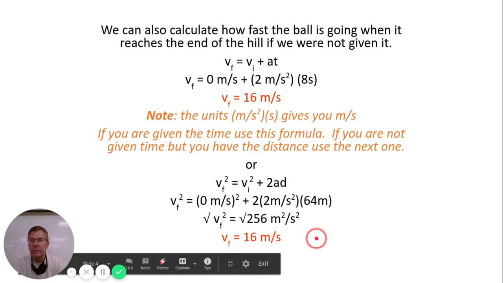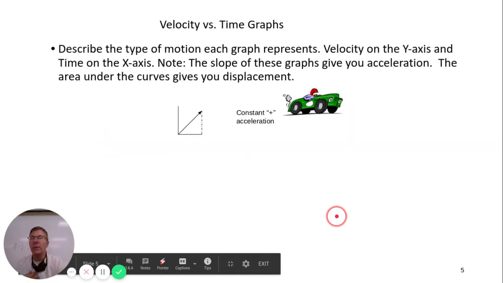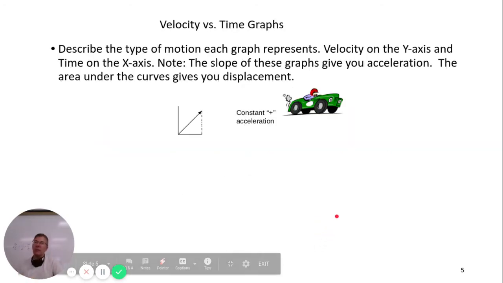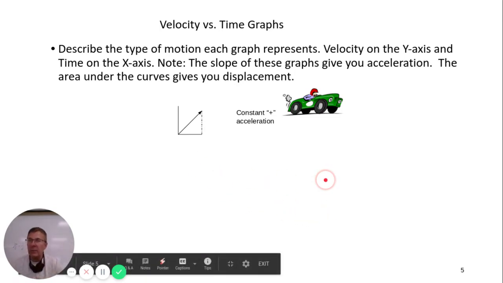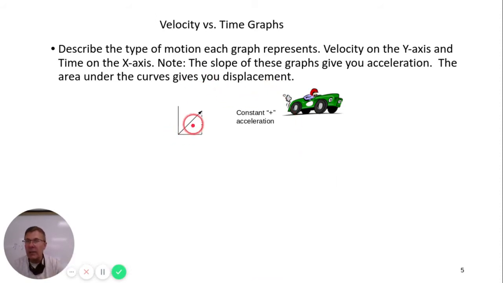So that's how you do that. All right, now we're going to talk about velocity versus time graphs. Last chapter we did distance versus time graphs, and the slope of a distance versus time graph was velocity. In a velocity versus time graph, the slope gives you acceleration and the area under the curve.